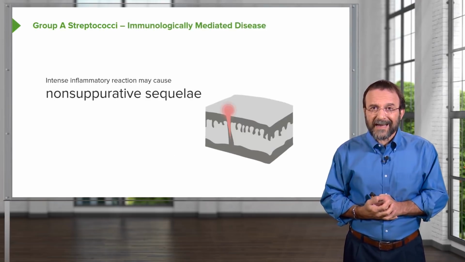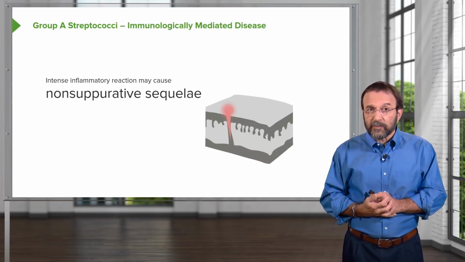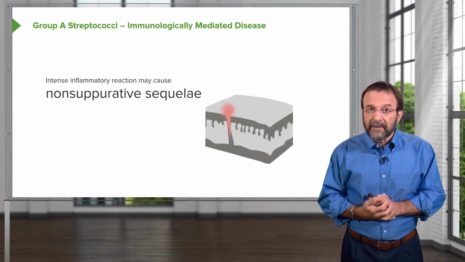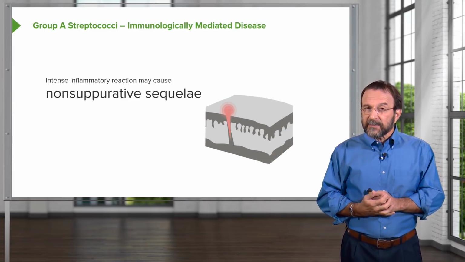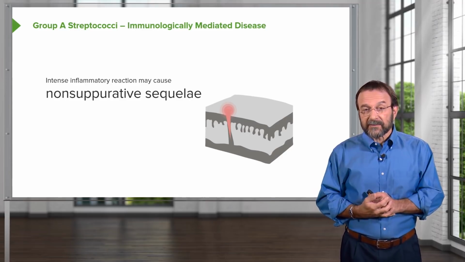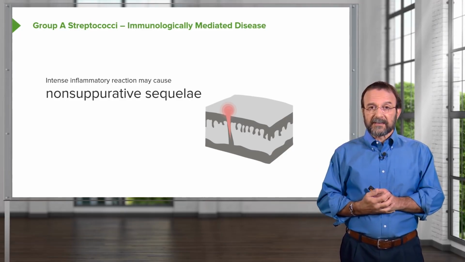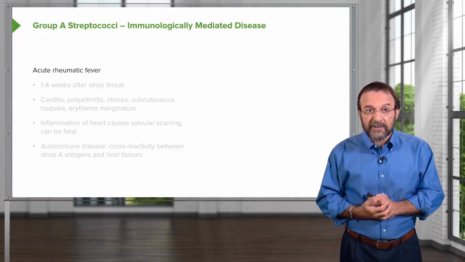Some of the more serious outcomes of streptococcal infections, in particular group A streptococcal infections, are non-suppurative sequelae. This means fever without pus. Now you remember, an abscess is full of pus, dead neutrophils, and other things, but there can also be fever and infection without pus, and that's what non-suppurative sequelae means.